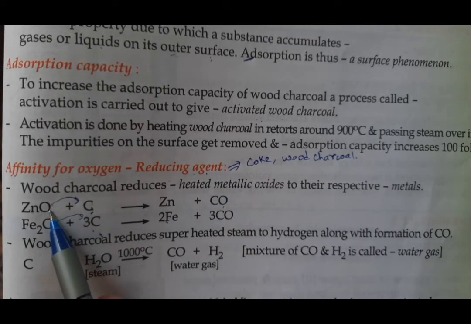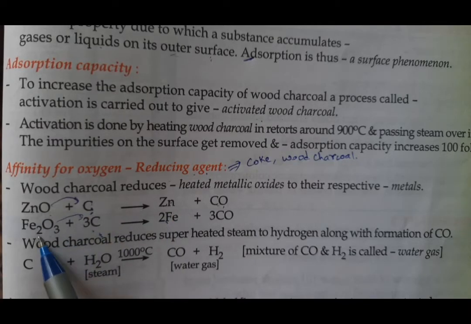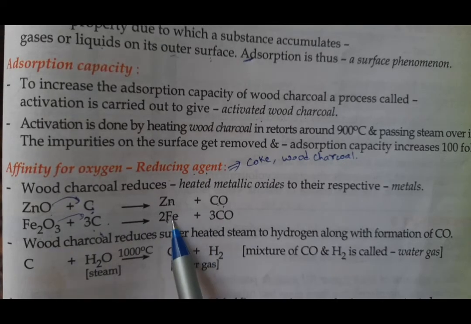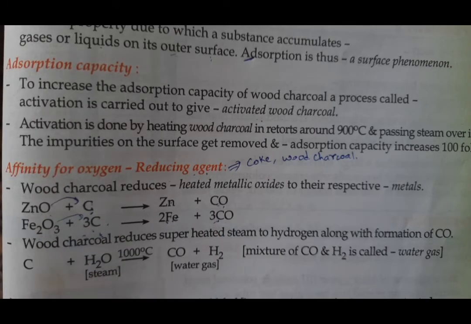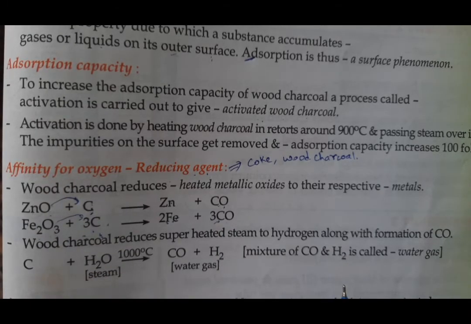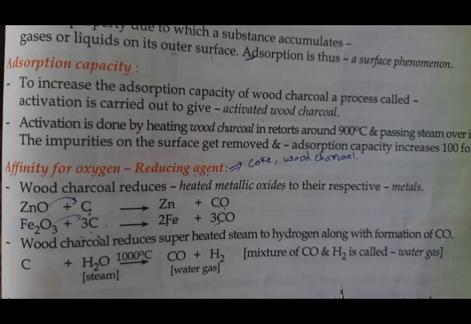First reaction is already balanced, CO, then Zn. But second is not balanced. So this is called ferric oxide. When it reacts with coke, you get these two, balance it. 2 iron balance, 3 carbon balance, 3 oxygen, it is balanced, students. So do remember, wood charcoal is used as reducing agent.